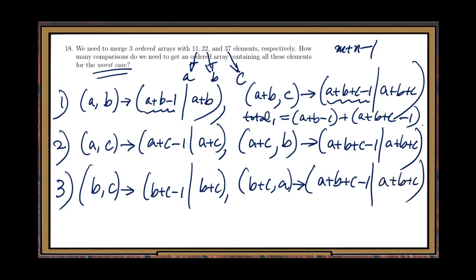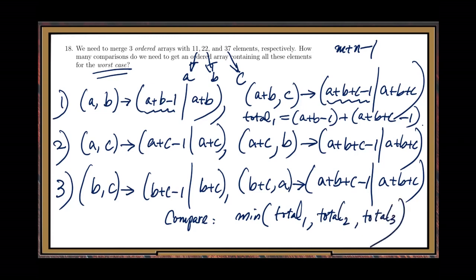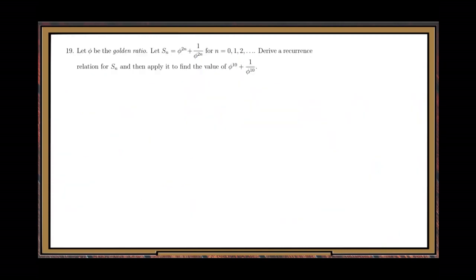So then at the end, you compare and get the minimum of total 1, total 2, and total 3. Okay, that's this question.